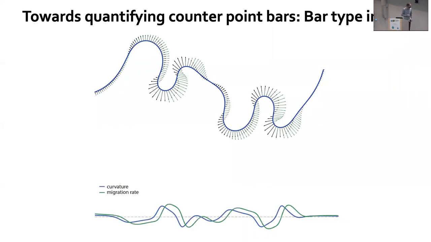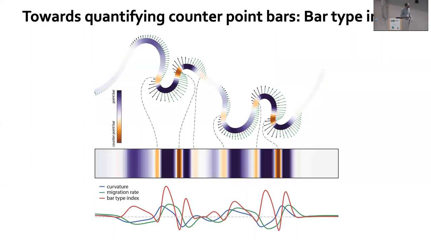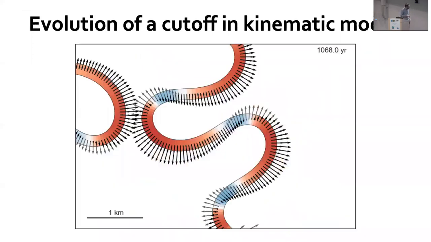So there is curvature, migration rate. If we multiply the two, we get the red curve. Whenever the red curve goes negative, that's where the counterpoint bars are expected to be. And the bigger the absolute value, the more important this effect is going to be. And that's the illustration in plan view, where whenever you see the brown colors, that's where you would expect more muddy sediment, more counterpoint bar style deposition.